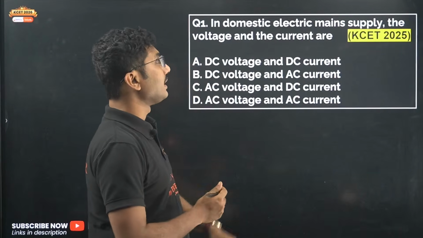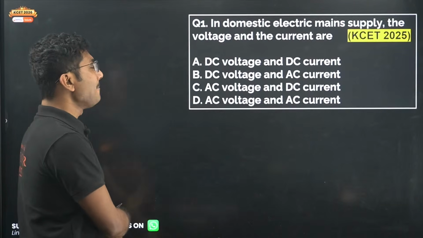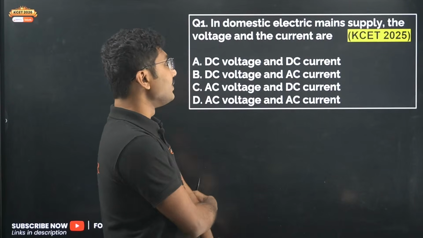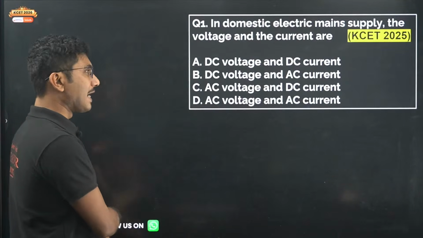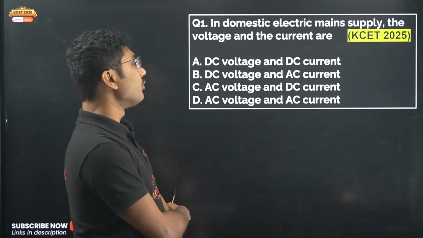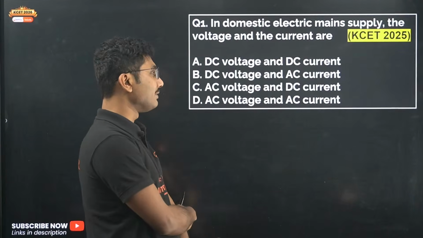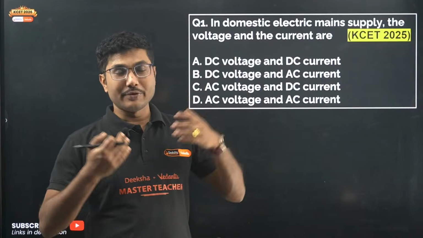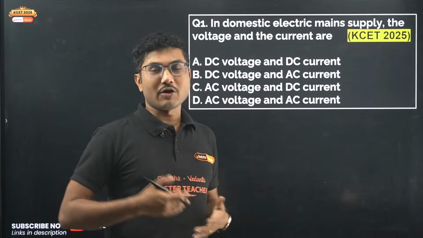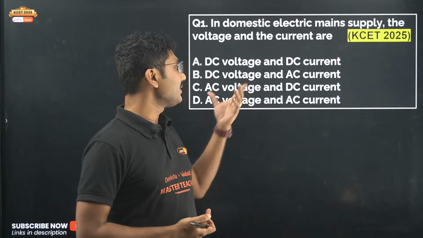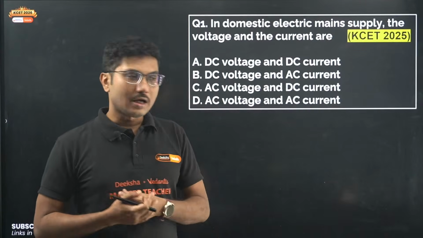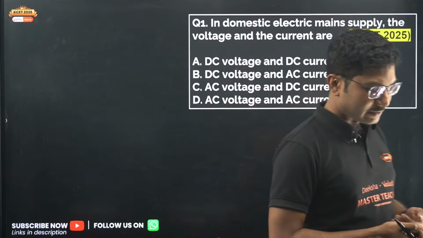So in domestic electric mains supply, the voltage and current are: DC voltage, DC current; DC voltage and AC current; AC voltage and DC current; or AC voltage, AC current. So the current that we use in our day-to-day life, what is the nature of that current? That is the major thing that you have to guess.